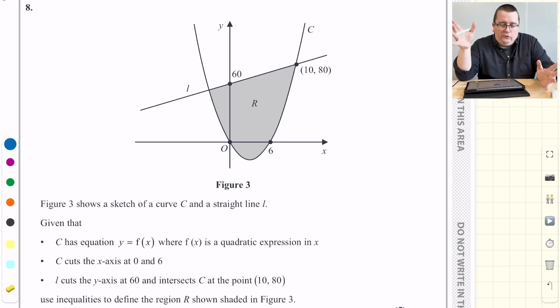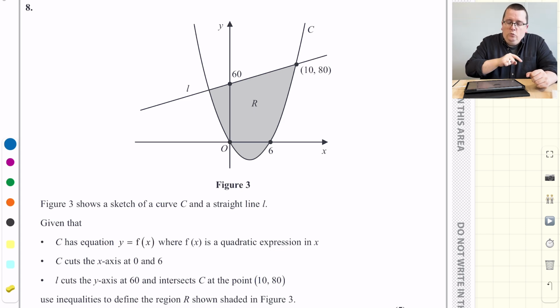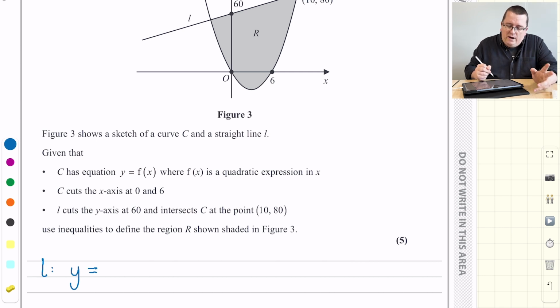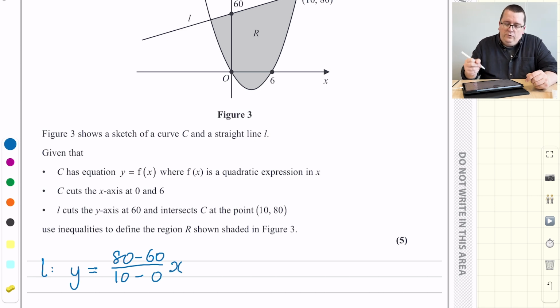Okay, let's concentrate on L first. So we need to find the equation of the line L. We know that it goes through 0, 60, we know it goes through 10, 80. So L has the equation of y equals, now the gradient, so that would be 80 take away 60 over 10 take away 0, difference in y over difference in x, times x, and we know that it goes through 60 on the y-axis. Okay, so the line has the equation y equals 20 over 10, so 2x plus 60.